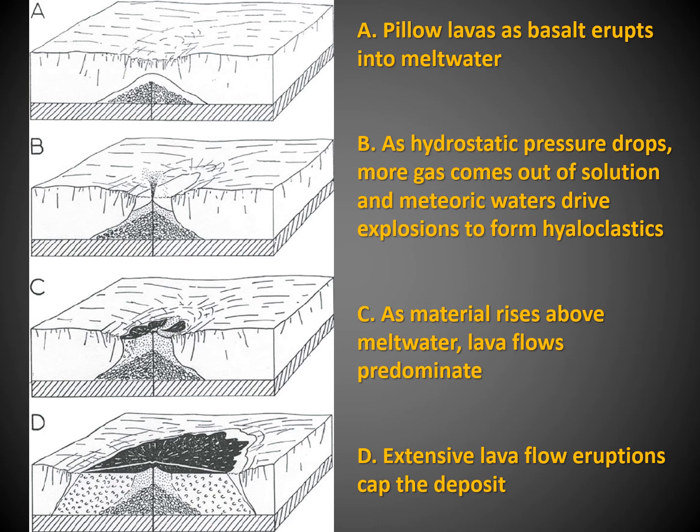Here's kind of a little diagram showing first pillows forming here in the water of the melting ice up above. Once you get really shallow, you start to get more explosive eruptions. And then later, the lava flows predominate, and you get this sort of three-tiered stratigraphy of pillows, hyaloclastites, and then lava flows. Okay, any questions on that?